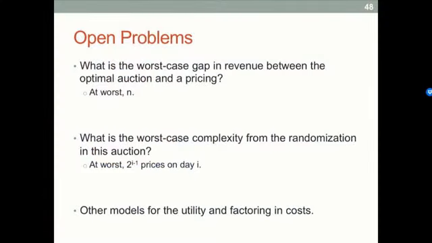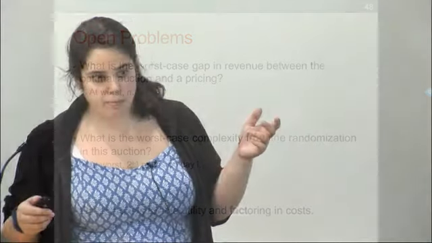Okay. Someone already asked this: what's the worst case gap to optimal deterministic? We know it's at worst n because you could just pick the best day to sell to and set that price on all days. And what's the worst case complexity? I said that you at most double the number of prices in the distribution, but we haven't looked into this at all. And just other models for the utility and factoring and costs.